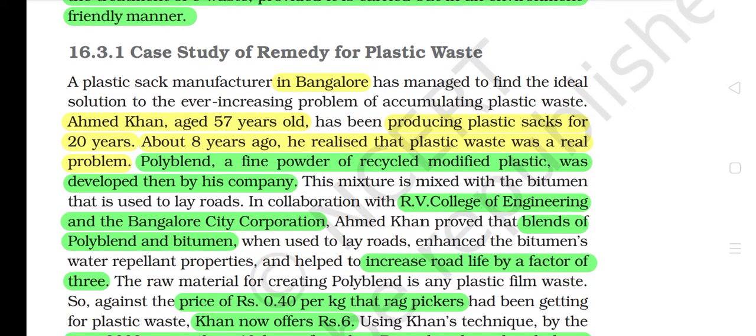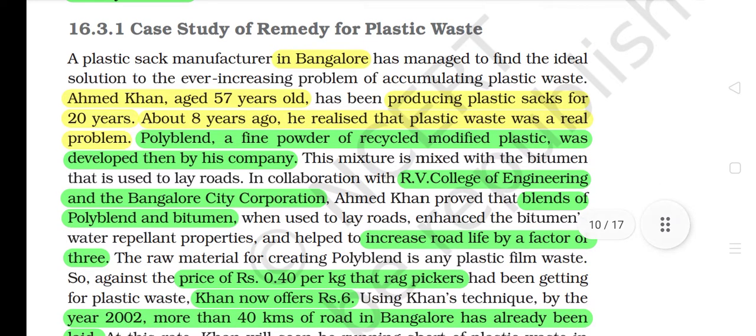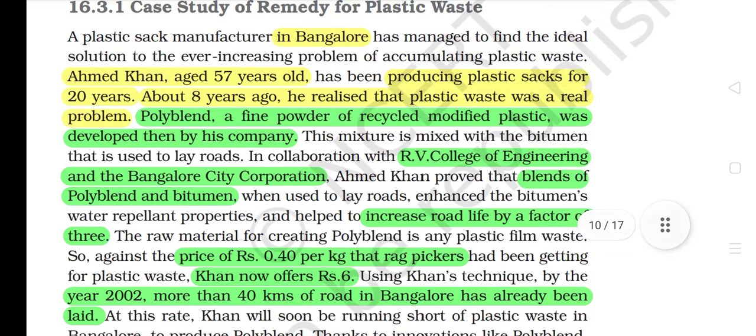16.3.1 Case study of remedy for plastic waste. A plastic sack manufacturer in Bangalore has managed to find the ideal solution to the ever-increasing problem of accumulating plastic waste. Ahmad Khan, aged 57 years old, has been producing plastic sacks for 20 years. About 8 years ago, he realized that plastic waste was a real problem.